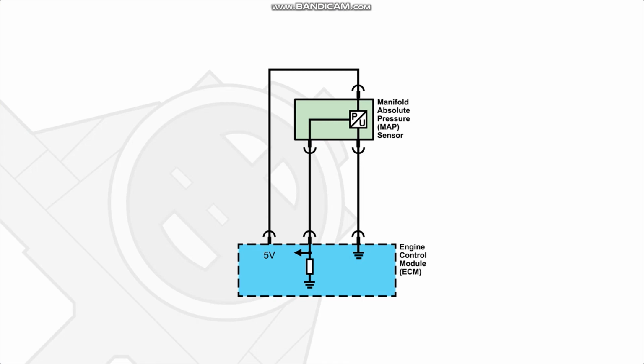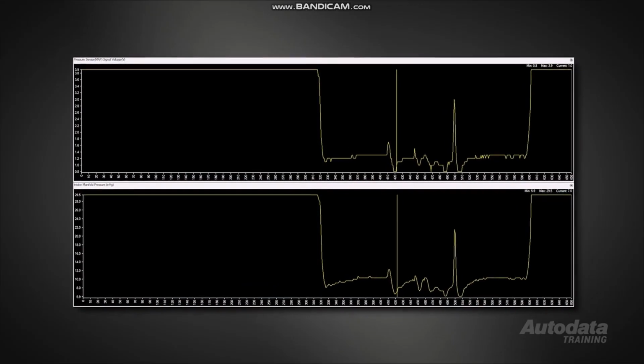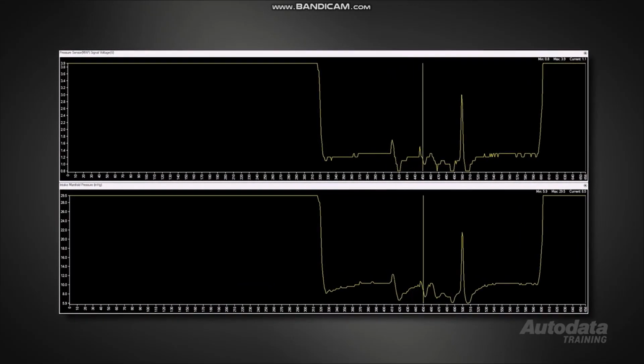Here is a typical schematic for a MAP sensor. There is a 5-volt reference, a low reference and a signal return going to a pull-down circuit within the engine control module. Some systems use a pull-up circuit for signal monitoring. As the manifold pressure changes, the signal back to the ECM also changes. This change may be a varying voltage or a varying frequency. The amount of change will reflect the manifold pressure.